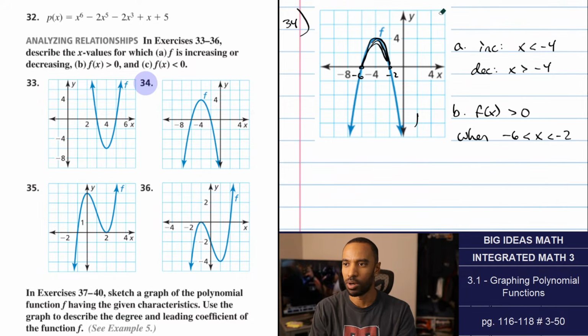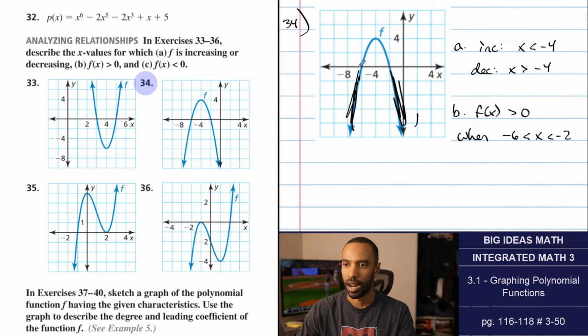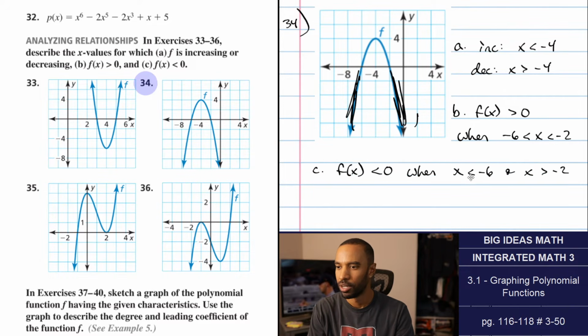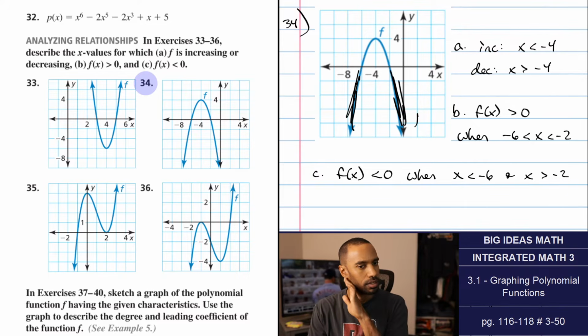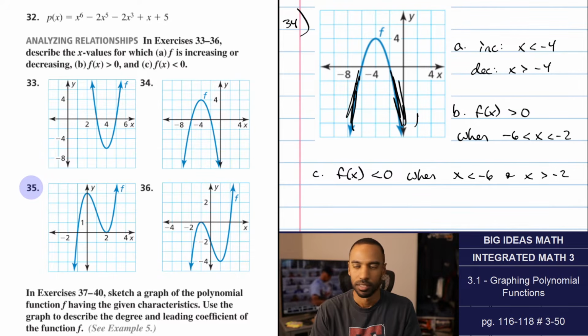And then part C, we're negative on the other parts, right? The y values are negative here and they're negative here, when x is less than -6 and when x is greater than -2. F of x is less than 0. We have negative y values when x is less than -6 and when x is greater than -2. The idea is still in place. I hope the idea still makes sense.